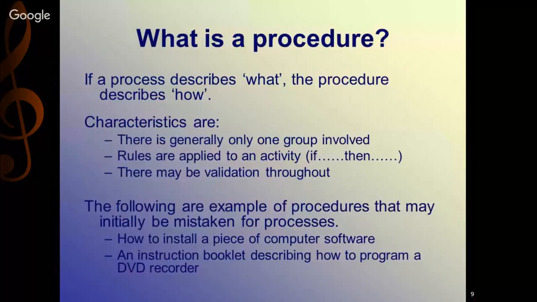What is a procedure? If a process describes what, the procedure describes how. Characteristics are, there is generally one group involved. Rules are applied to an activity. There may be validation throughout. So these are some of the terms that you can use. The following are examples of procedures that may initially be mistaken for processes. How to install a piece of computer software. An instruction booklet describing how to program a DVD recorder.